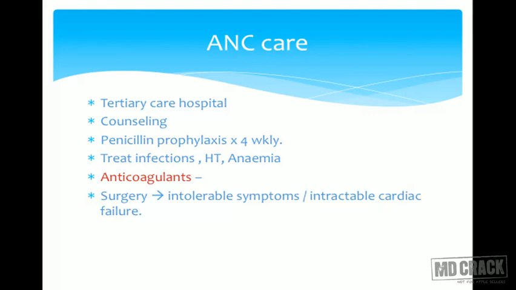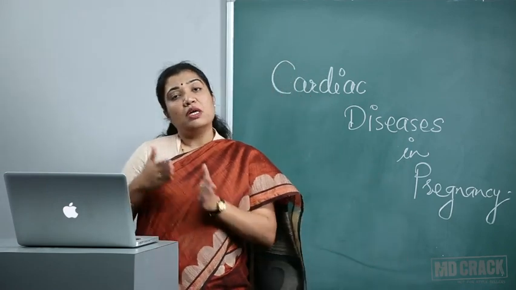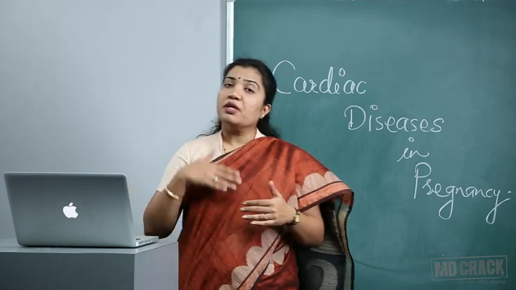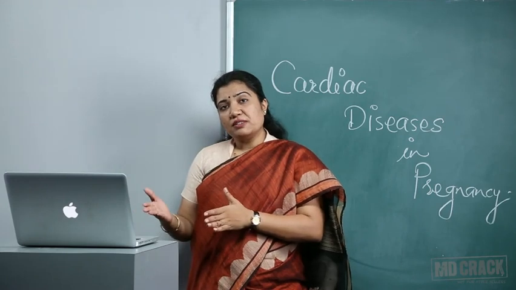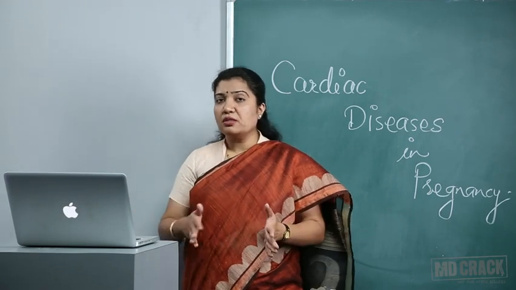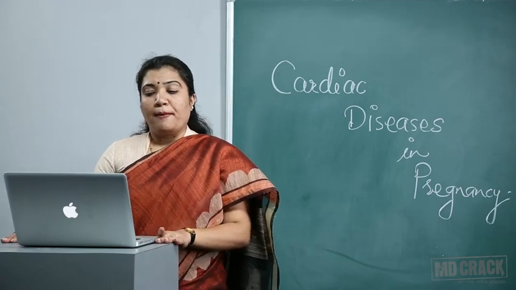Anticoagulants: if the patient is on warfarin, as soon as her pregnancy is confirmed, until 12 weeks, we should avoid warfarin. We should put the patient on heparin because warfarin has teratogenic effects. After 12 weeks, she can be on warfarin again until term, maybe 36 weeks. Then again we should shift her to heparin, and after delivery, heparin for 7 days, and then after 7 days we can shift her to warfarin. But during the period of organogenesis, the patient should not be on warfarin.